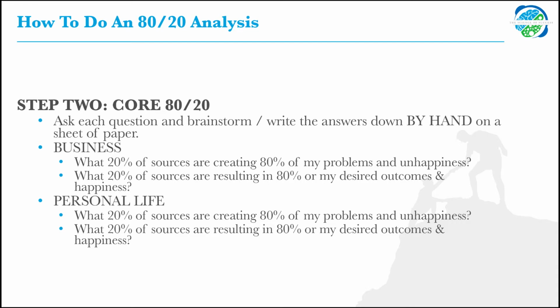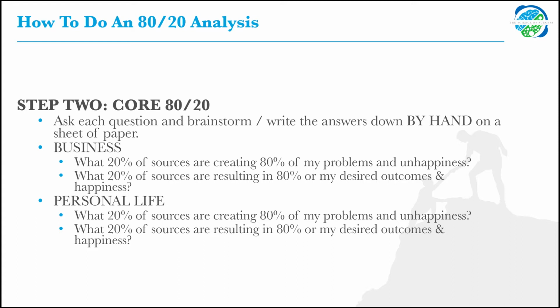And then we flip this and we look at the positive side, right? What 20% of sources are creating 80% of my desired outcomes and my happiness? And this is really important. The 80-20 principle can be applied both positively and negatively. This is a critical insight. You can apply it to things that you want to remove from your life because 20% of things are creating 80% of your unhappiness and your problems. And you can apply it to things you want to do more of, right? 20% of things are resulting in 80% of your desired outcomes and your happiness.